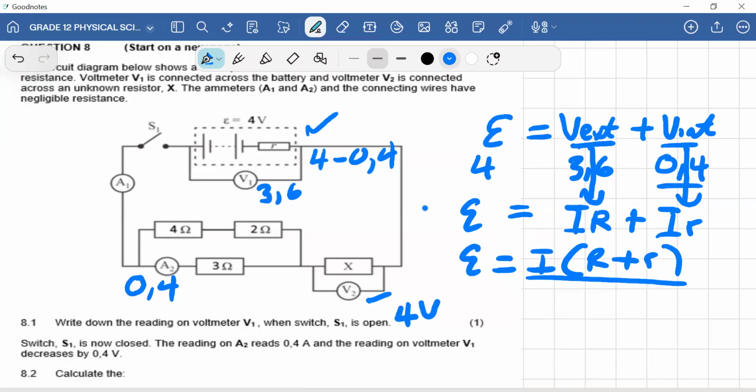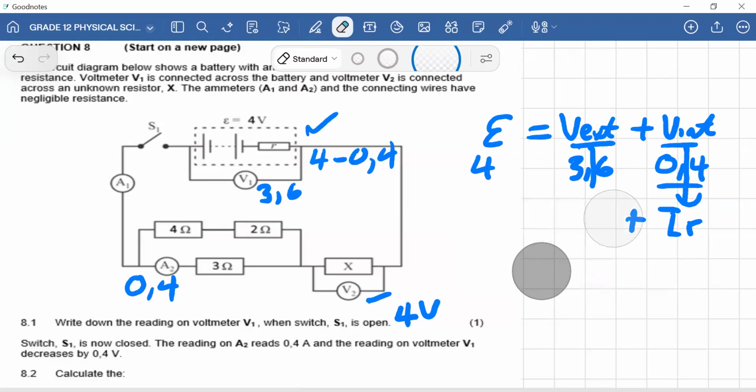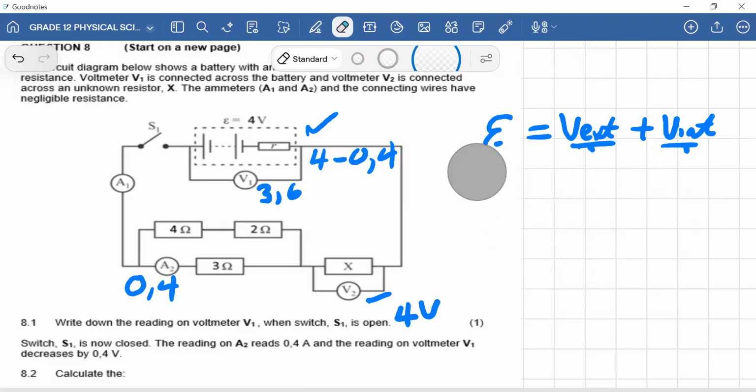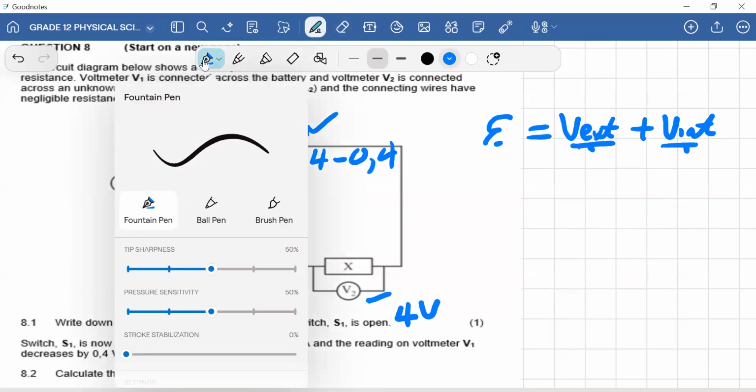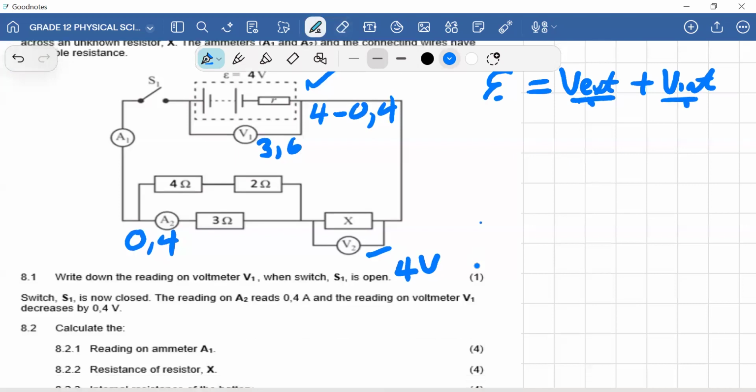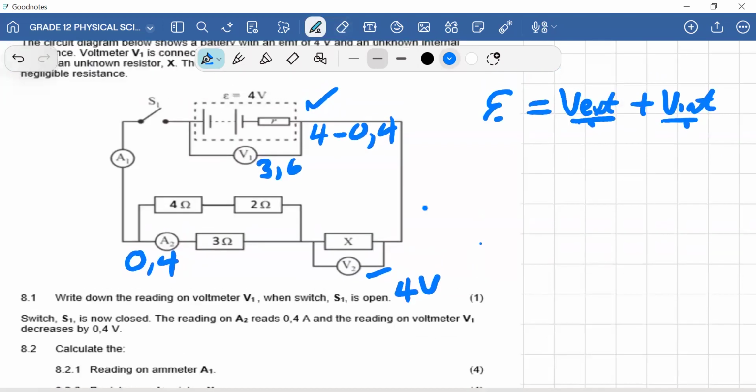So let's move on to the question. All right, so now back to the question. The question says we should calculate the reading on A1. Now we know that A1 is the total current. When the switch is closed, the current travels towards this direction.